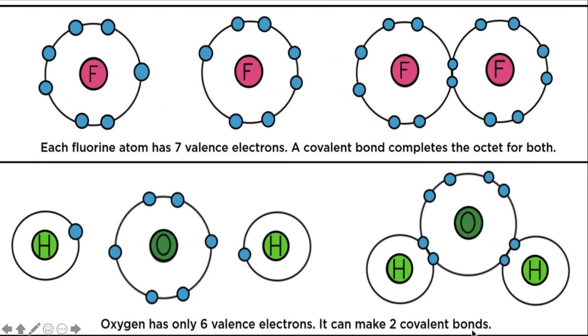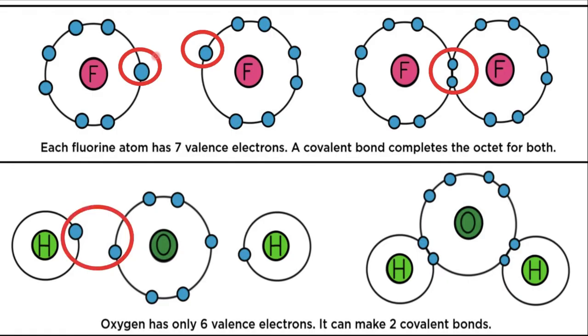Instead, they gain or share electrons to obtain stability. For example, fluorine is a non-metal element. Covalent bond completes the octet for both. Sharing of electrons will obtain stability. Another one is oxygen, a non-metal element that has 6 valence electrons. It can make 2 covalent bonds with hydrogen, which has 1 valence electron, resulting to H2O or water. That is covalent bonding.